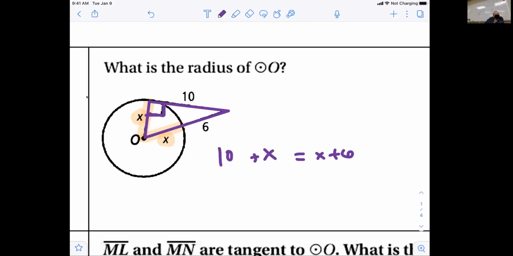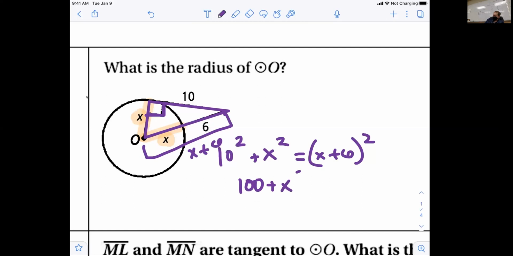I'm going to do Pythagorean theorem here to solve. I'm going to do 10 squared plus X squared equals X plus 6 squared. This whole side is not 6X, it's X plus 6 because I've got a part that's X and I've got a part that's 6 and I put them together to be X plus 6. And that's the hypotenuse because it's across from the right angle. So I have to do 10 squared plus X squared and that equals X plus 6 squared. So 10 squared is 100, X squared is just X squared.